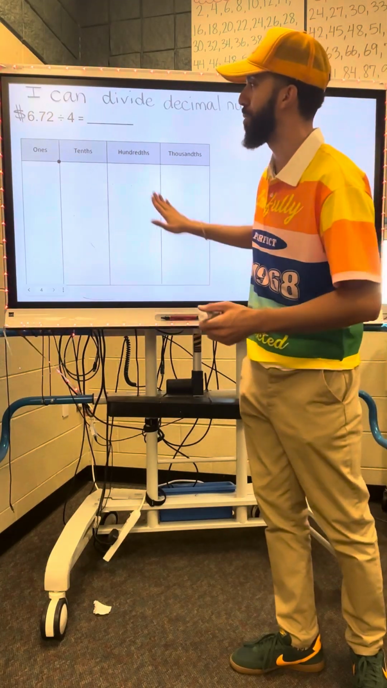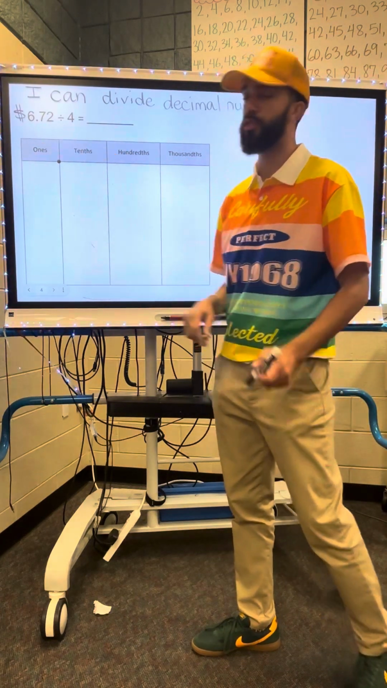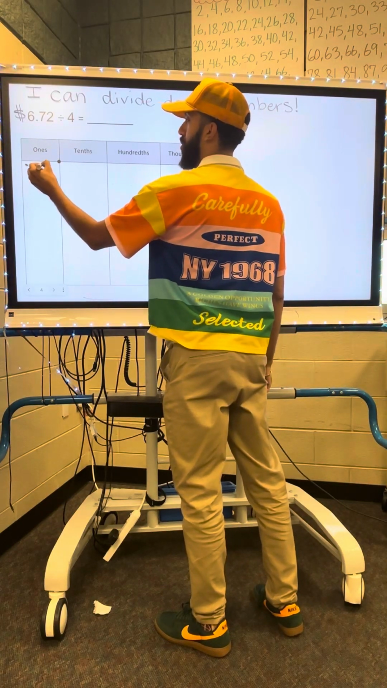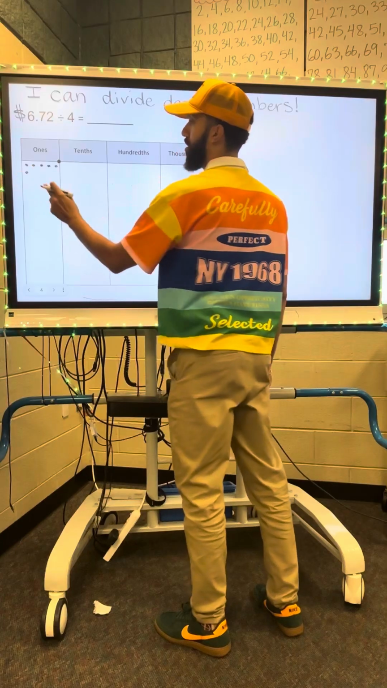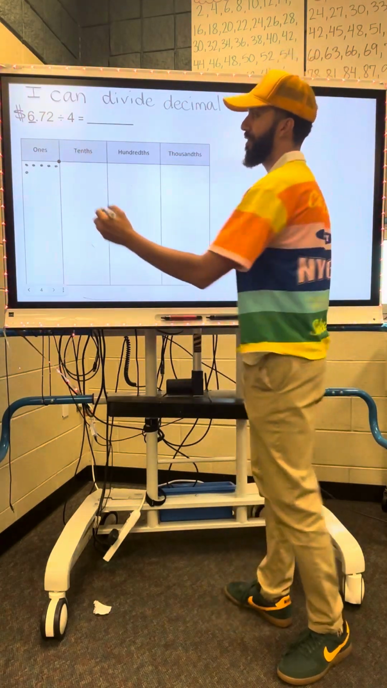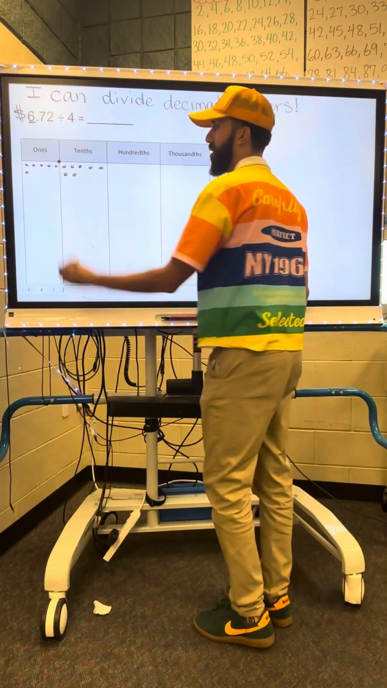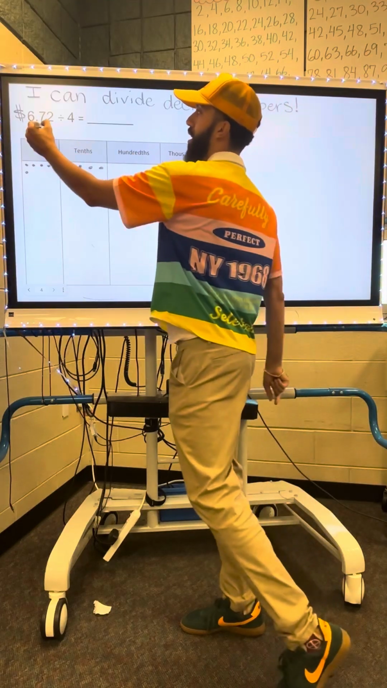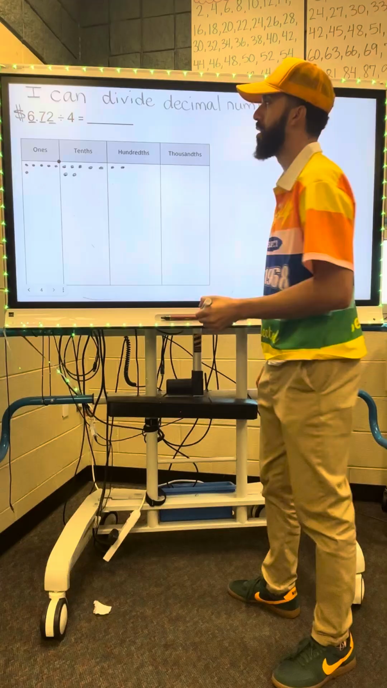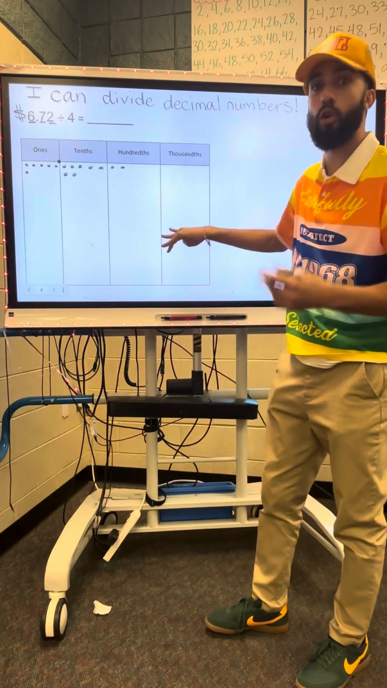Okay, let's set our place value chart up. We know we need 6 and 72 hundredths, so let's do that. 1, 2, 3, 4, 5, 6. 6 ones, check. 7 tenths. 1, 2, 3, 4, 5, 6, 7. 7 tenths, check. And now 2 hundredths. 1, 2. And this time we're dividing by 4. So we're going to need 4 groups or 4 rows.